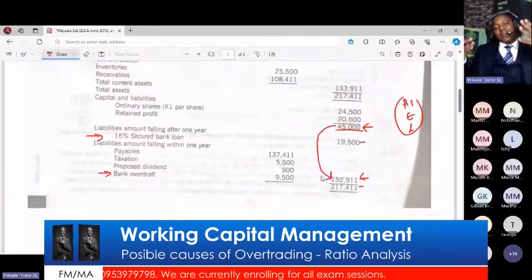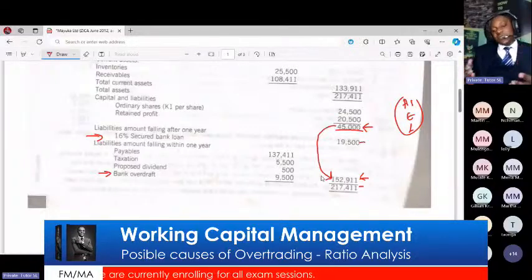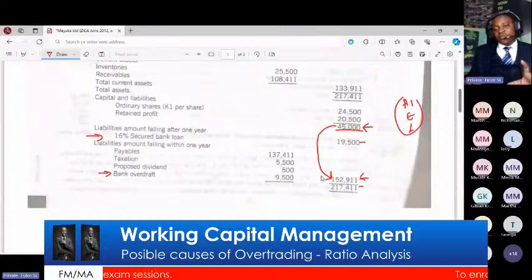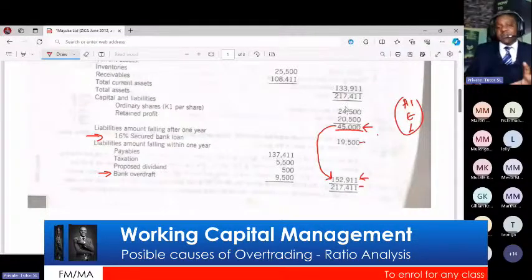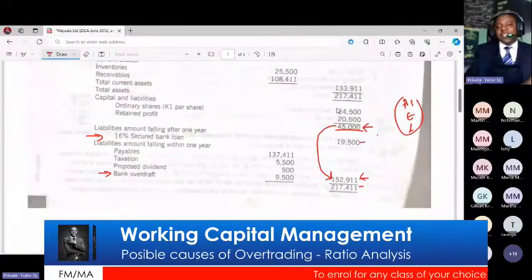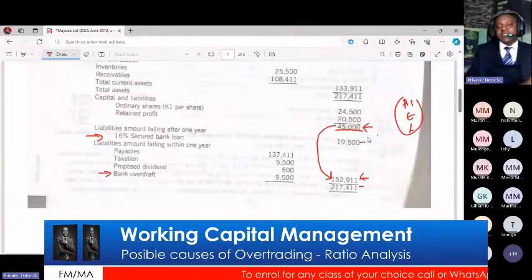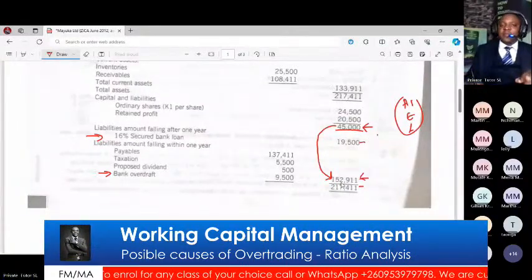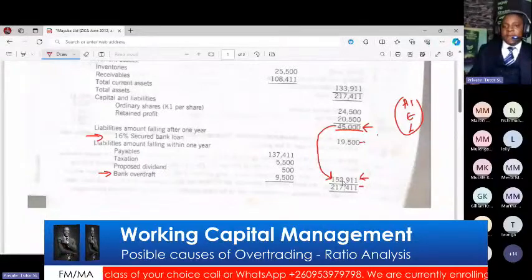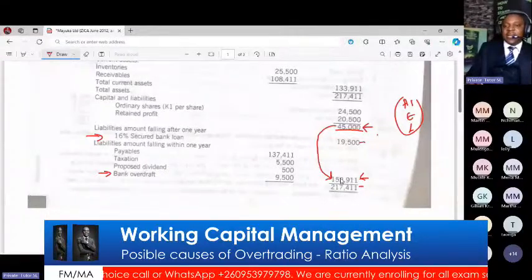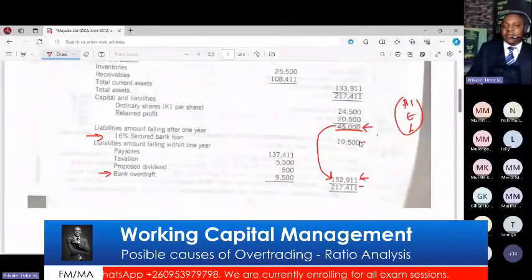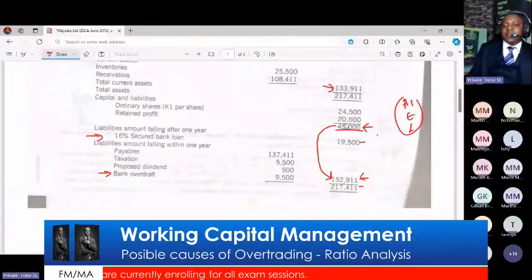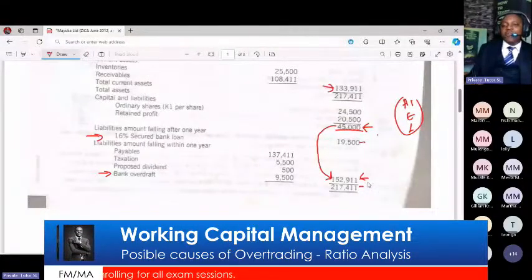So you can really tell from the capital structure of the business that this company is overtrading, because a company that is not overtrading has money from the equity section that is more than the liabilities. But these ones have more liabilities. If you look at the current assets, they have 133 current assets. Look at the liabilities, 152. Clearly, you can see they are overtrading.